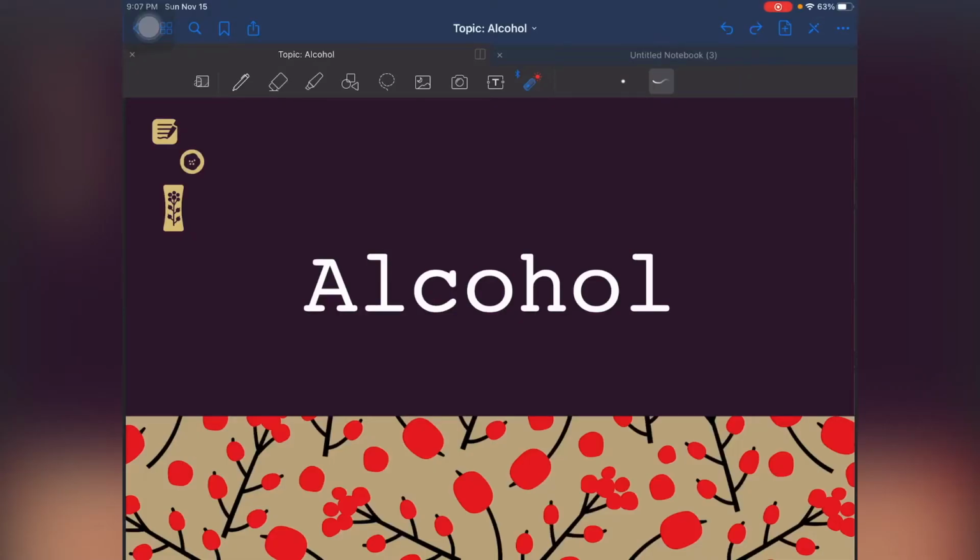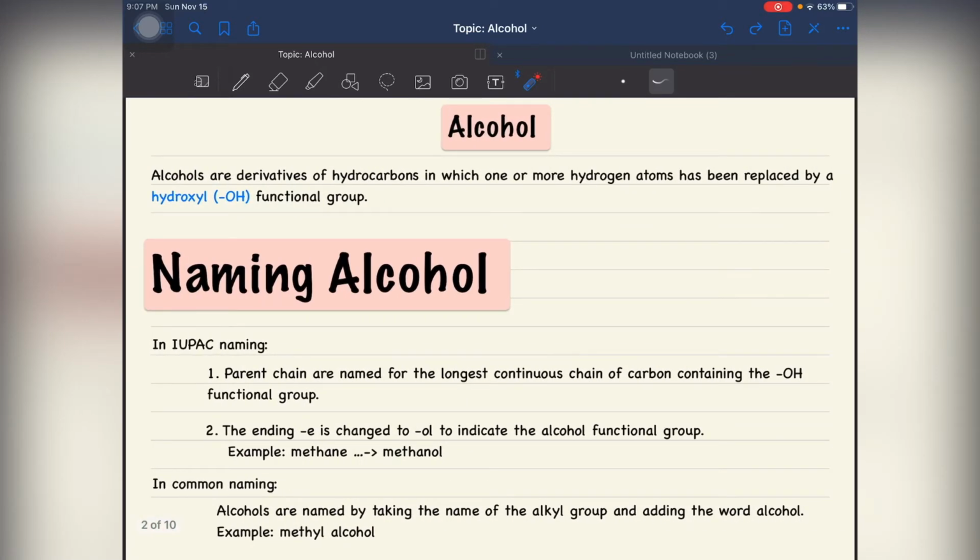Good day. Today I am going to discuss to you all about naming alcohols. But before that, let me explain to you the definition of alcohol. These alcohols are derivatives of hydrocarbons in which one or more hydrogen atoms has been replaced by a hydroxyl group, or this OH functional group.